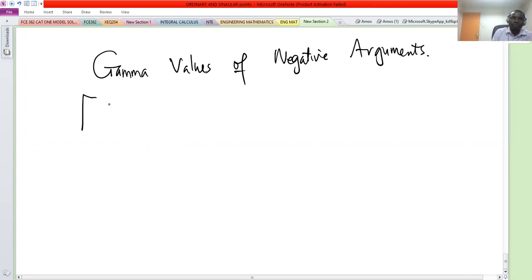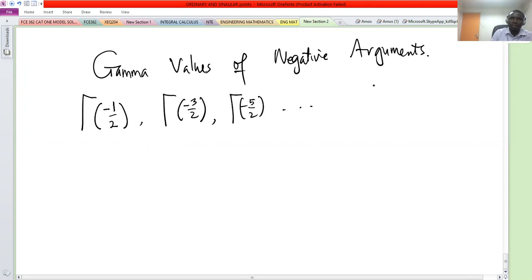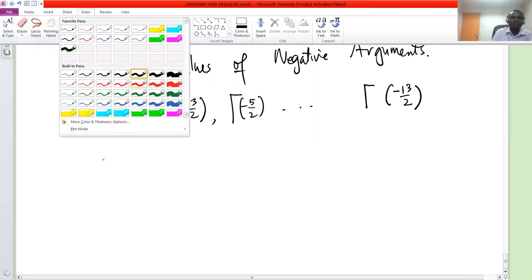So we are going to calculate the gamma function of these numbers: negative 1/2, gamma function of negative 3/2, gamma function of negative 5/2, up to the gamma function of negative 13/2. So to be able to calculate these values, you need to remember this. There are two main things that you need to know so that you are able to do this.